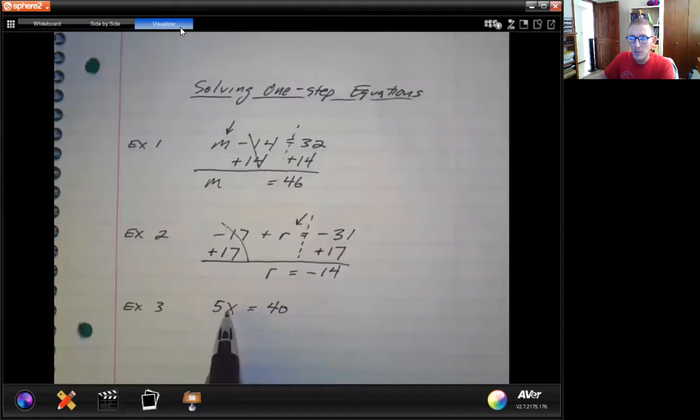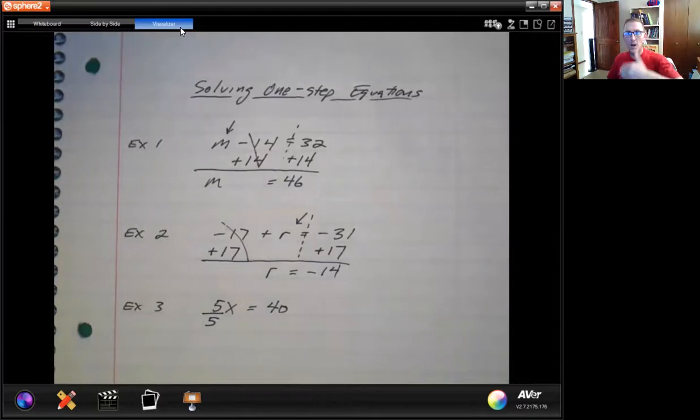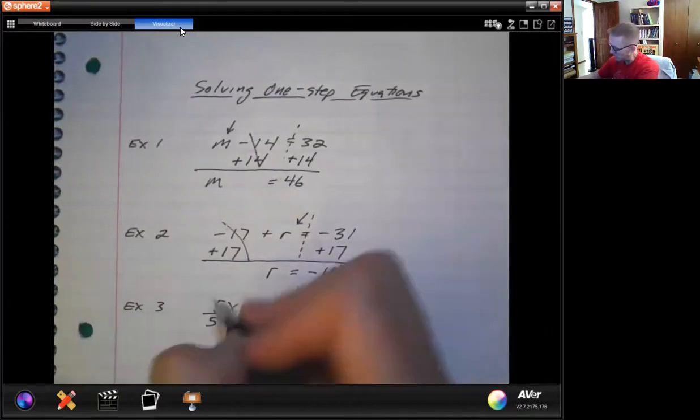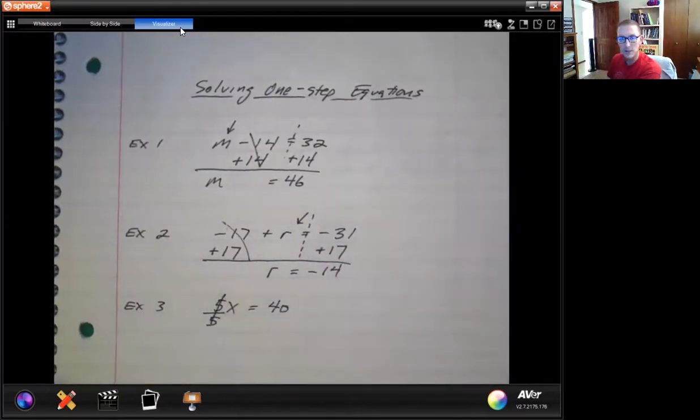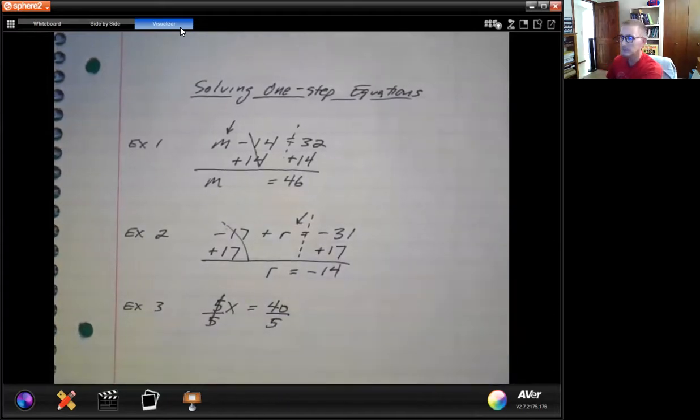Well, the opposite of multiplication is division. The key to division is we're going to use the fraction bar. So 5x, I'm going to divide by 5. If I have a 5 on the top and the bottom of a fraction bar, then those reduce away and cancel out. But remember, I have to maintain balance. So whatever I do to one side of the equals, I have to do to the other. So if I divide this side by 5, I have to divide this side by 5.